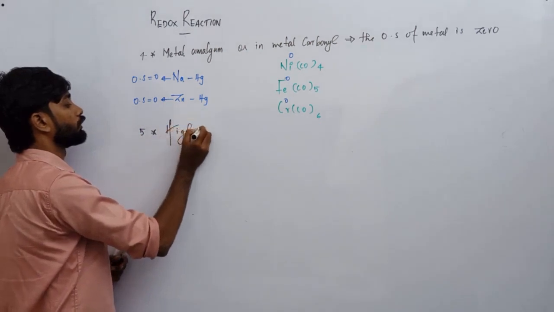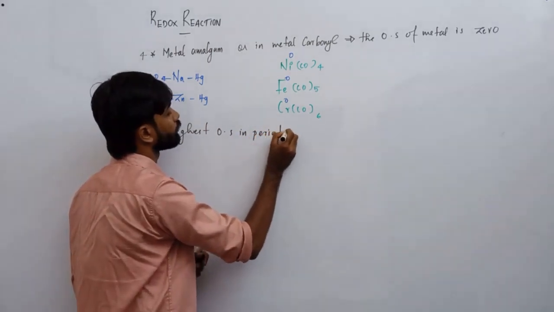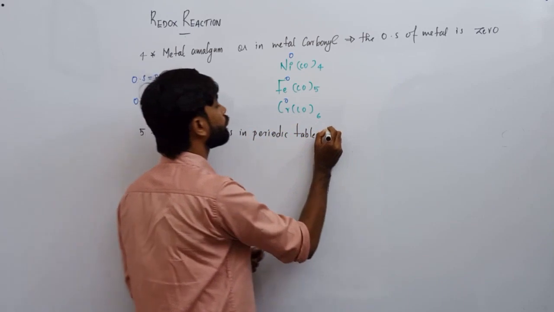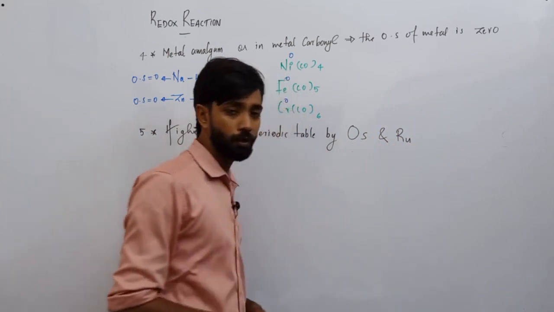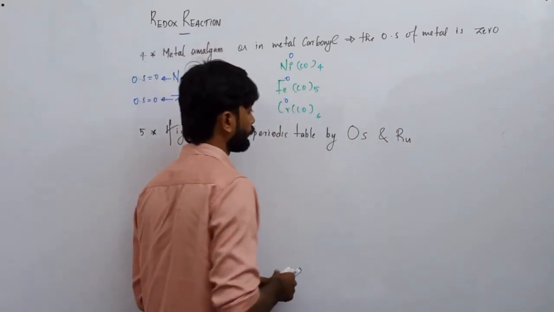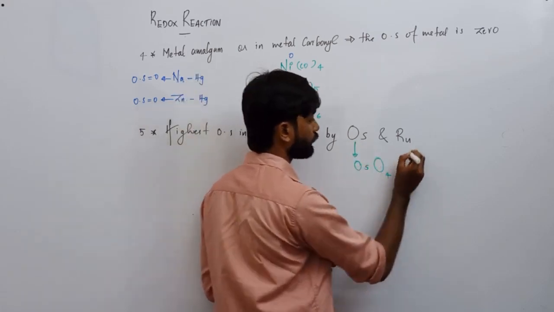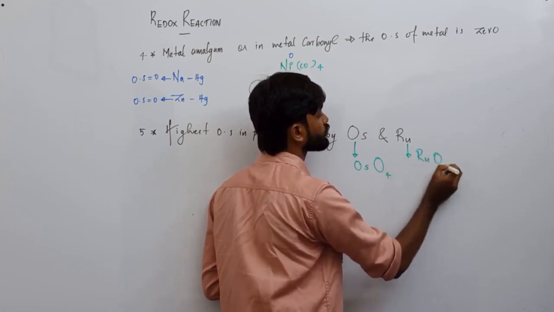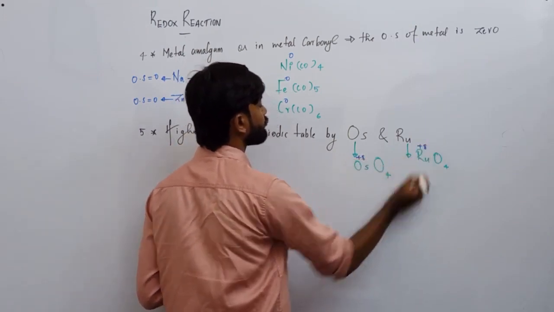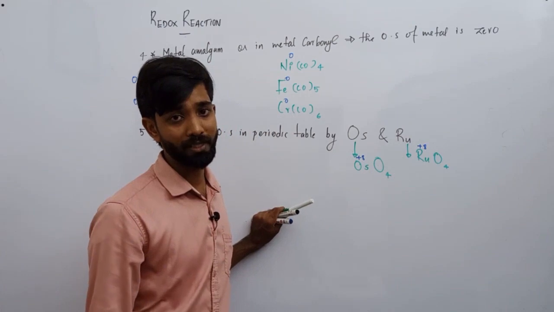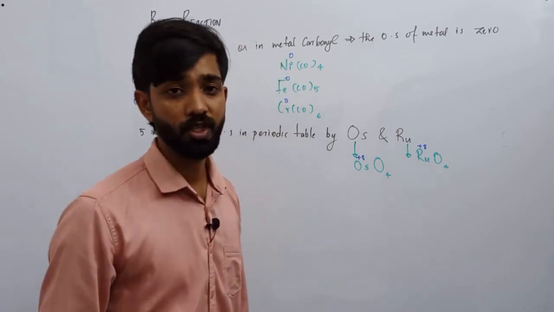Highest oxidation state in the periodic table is shown by osmium and ruthenium. Osmium can show OsO4, osmium tetroxide, and ruthenium also can show ruthenium tetroxide, where their oxidation state is the maximum, +8. So these are the two elements which can show a maximum of +8 oxidation state. This is the maximum limit of the oxidation state of an element.